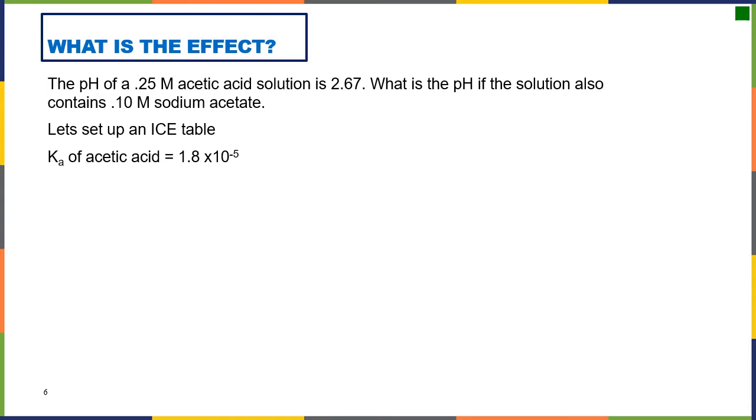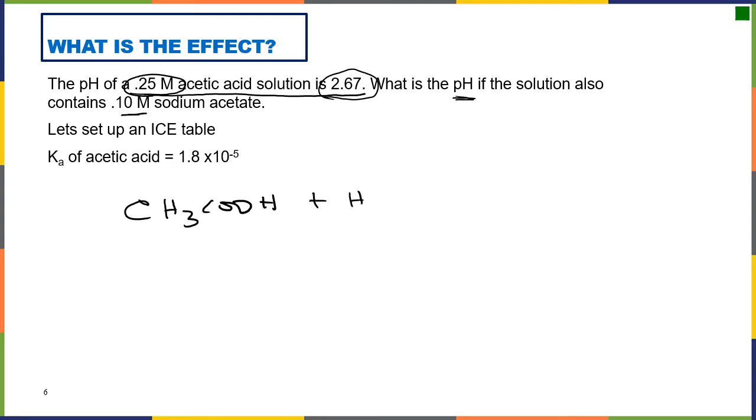Now, if I have a solution of just acetic acid, and I've got 0.25 molar, we can do the math on this, and we can get a pH of 2.67. So the question is, what if instead I want to know what the pH is if I throw in some of the conjugate base, if I do this common ion effect? Well, we need an ICE chart. So if we have CH3COOH and we allow it to react with water, because remember, everything here is still just a hydrolysis reaction.